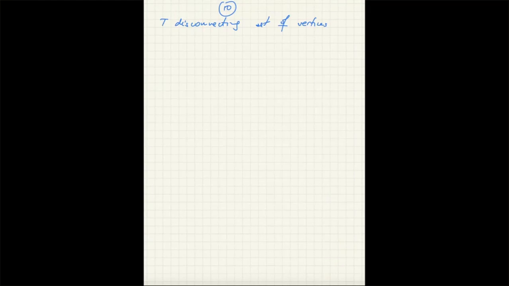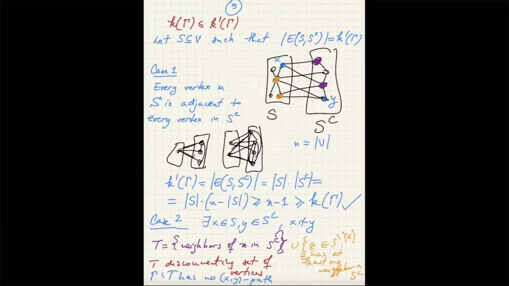And now the claim would follow if we can prove the following. Because it's a disconnecting set of vertices, that implies that the vertex connectivity of the graph is at most the cardinality of T. On the other hand, K prime of gamma is the number of edges between S and S complement. So the claim is that the number of vertices in T, which you see here is 4, is at most the number of edges. And how do you do that?